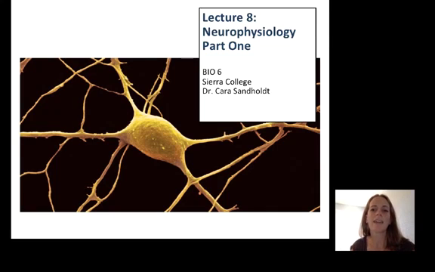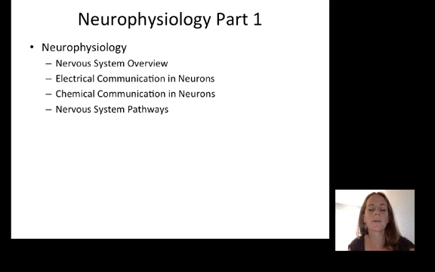Okay, this is Lecture 8, Neurophysiology Part 1. So we are going to introduce you to the basics of electrical communication in neurons today. This will be Part 1. I'm going to give you an overview and reminders of how the nervous system is organized. We'll talk about electrical communication for Part 1, and then in Part 2 of neurophysiology in the next video, we'll talk about chemical communication at the synapses in neurons and the general idea of nervous system pathways.